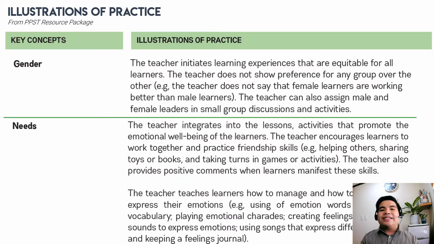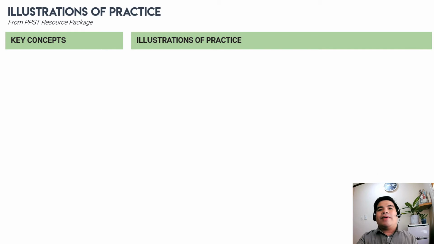Now, the needs. The teacher integrates into the lessons activities that promote the emotional well-being of the learners. The teacher encourages learners to work together and practice friendship skills, helping others, sharing toys or books, taking turns in games or activities, okay, and also listening to each other. And the teacher also provides positive comments when learners manifest these skills as reinforcement.